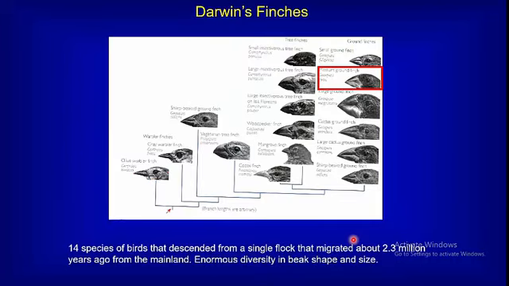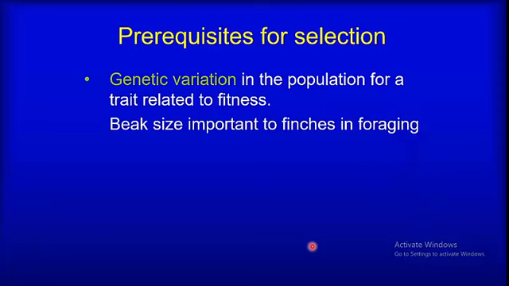So we know that these finches arose from one particular species of finch, which apparently, molecular dating suggests, migrated as a flock about 2.3 million years back from the mainland. And over these 2.3 million years, these birds have diverged quite a bit, so that now we can recognize about 14 species primarily based on their beak shapes and beak sizes.